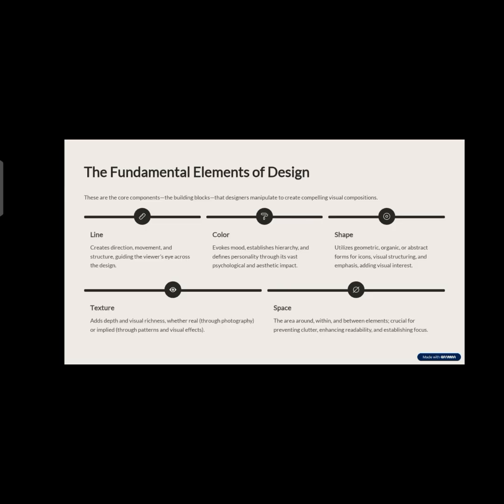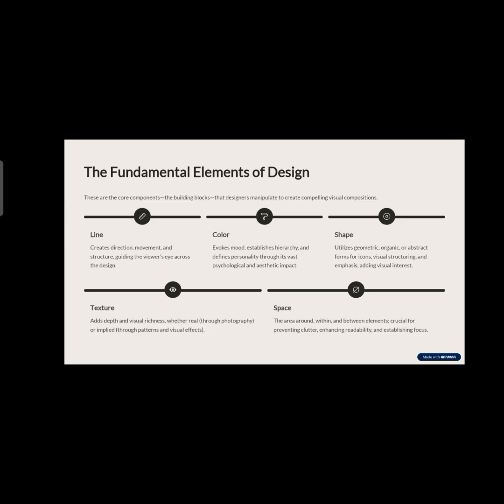Now shape. Shape utilizes geometric, organic or abstract forms for icons, visual structuring and emphasis, adding visual interest. Shape can be used for a lot in design. With time, we would talk about this when we start the practical aspect of everything. Now we're talking about texture. Texture adds depth and visual richness, whether real, through photography, or implied, through patterns and visual effects. Do you get? Now space. The space around, within and between elements, crucial for preventing clutter, enhancing visibility and establishing focus.